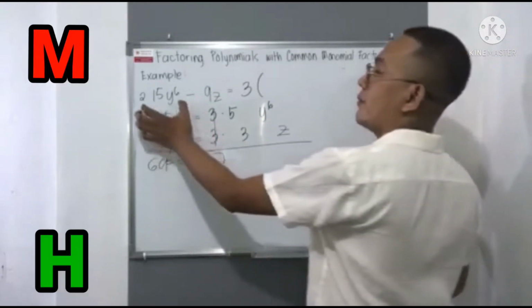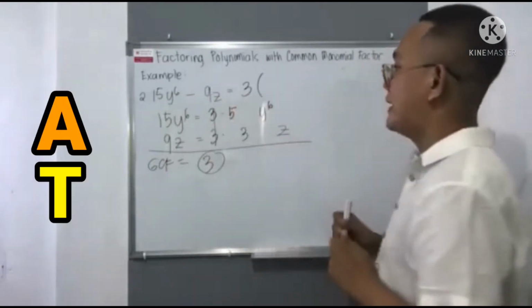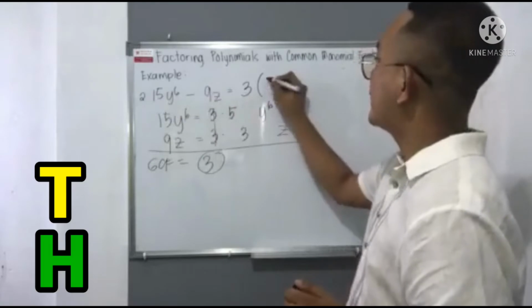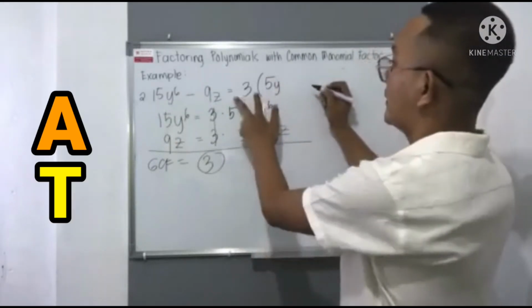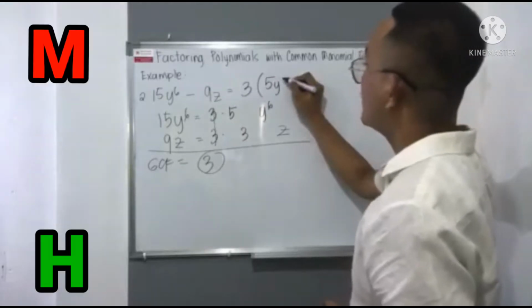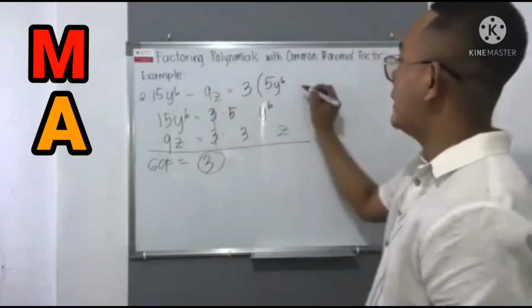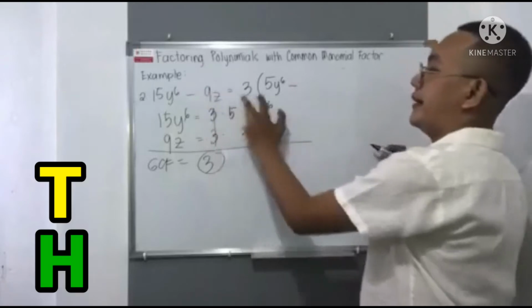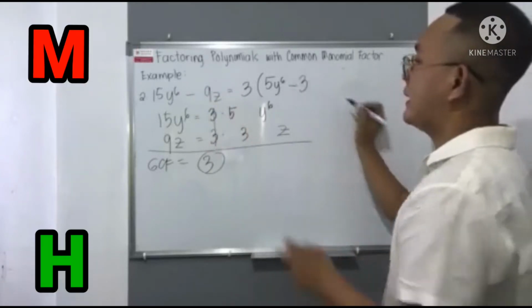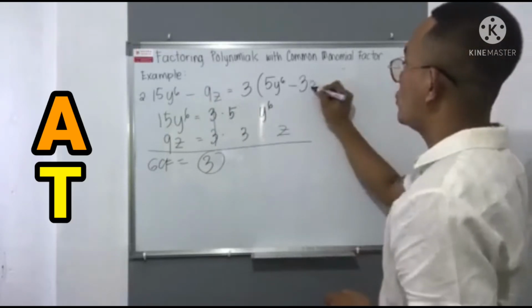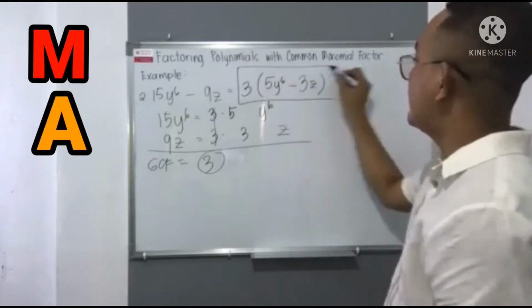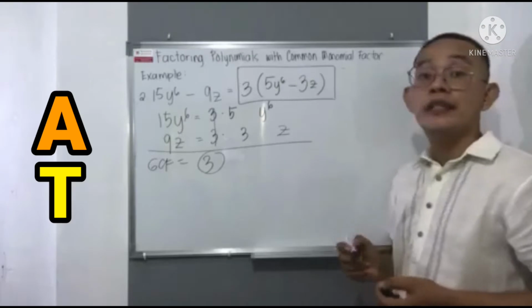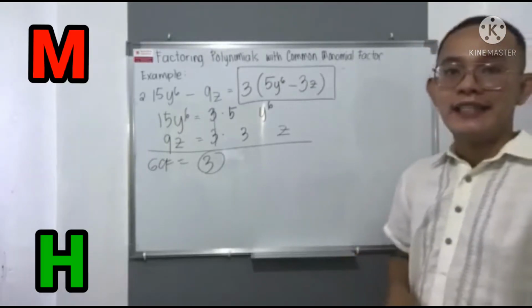Now, divide natin yung 15y6 to the 3. So, 15 divide 3 is equals to 5. Then, y to the 6, copy lang natin kasi wala naman tayong variable sa GCF, y to the 6. Then, minus 9 divide 3 is equals to 3. And then, copy natin yung z. Okay, so ang final answer natin is 3 times 5y to the 6 minus 3z.